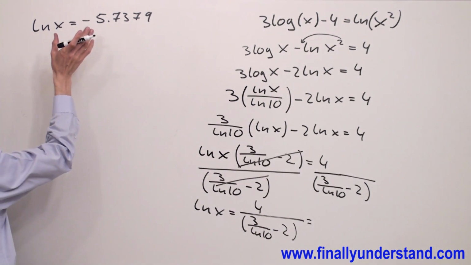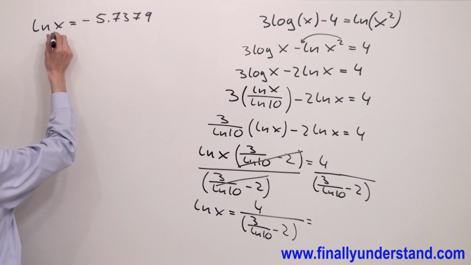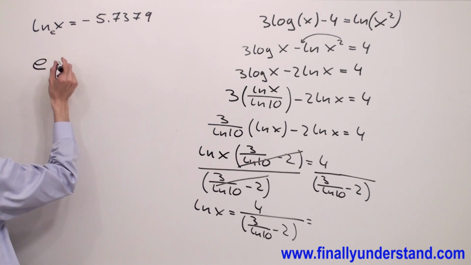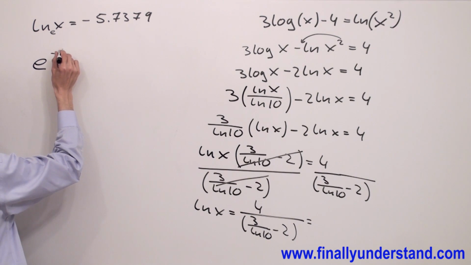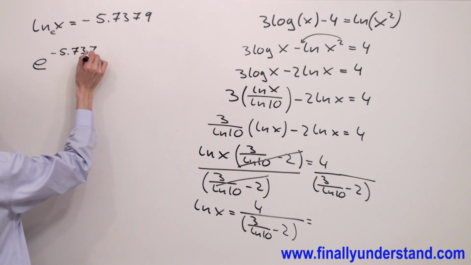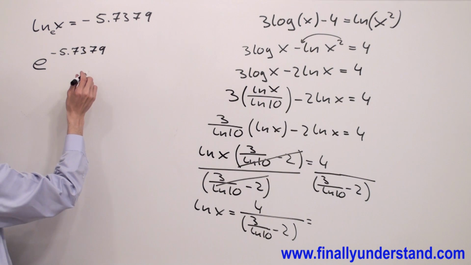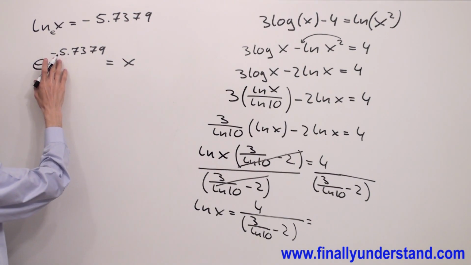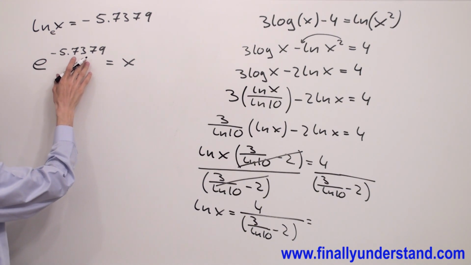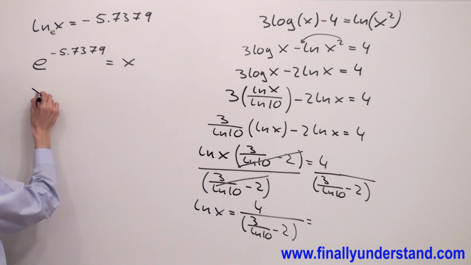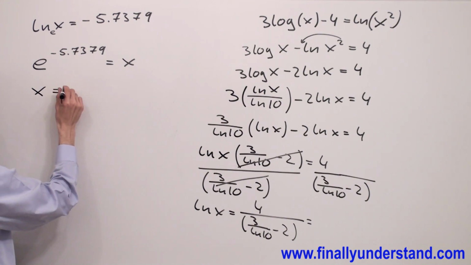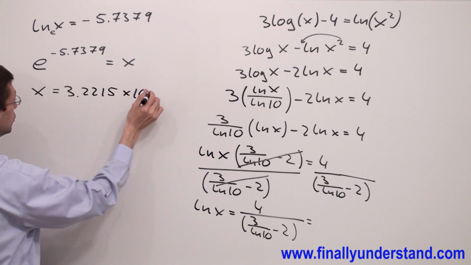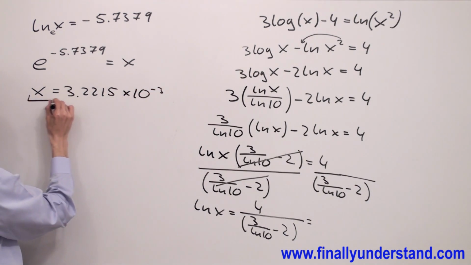Next, I have to convert the logarithmic form to the exponential. Please keep in mind that there is an invisible base e. So e to the power negative 5.7379 is equal to x. If you plug e to the power negative 5.7379 into the calculator, you are going to get the value x equals 3.2215 times 10 to negative 3. This is the solution to my problem.